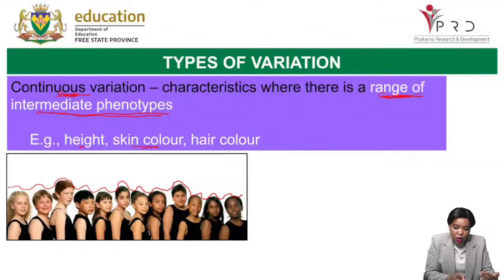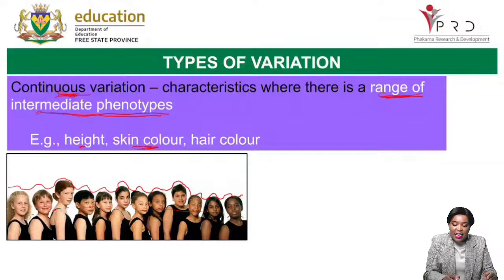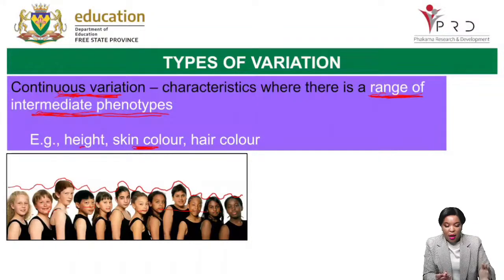Skin color as well. Look at their skin colors. Even if you can say people are white or people are black, there are different shades of white, different shades of black, different shades of brown. So skin color is also another example of continuous variation, because there is a range of intermediate phenotypes, those ones that come in between.